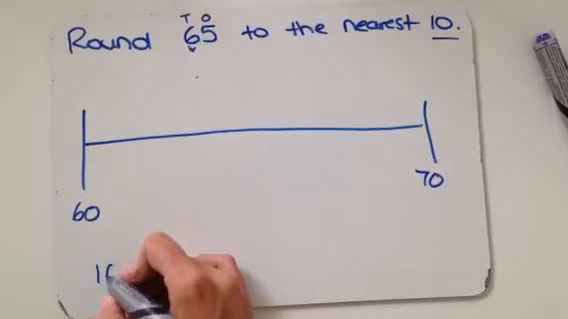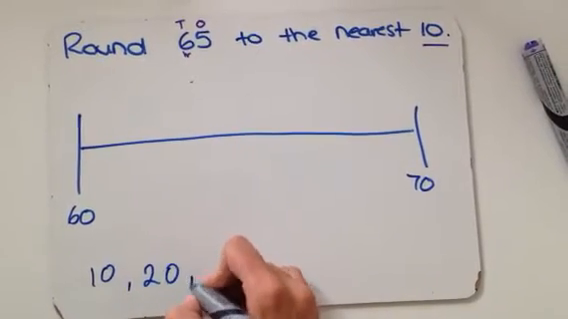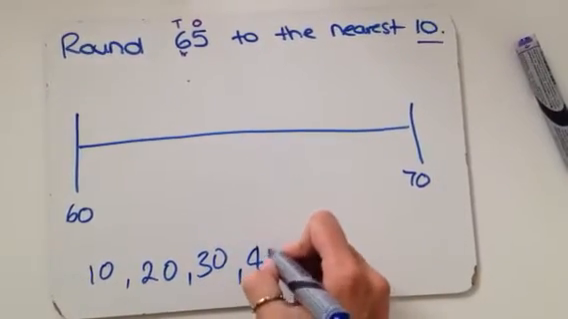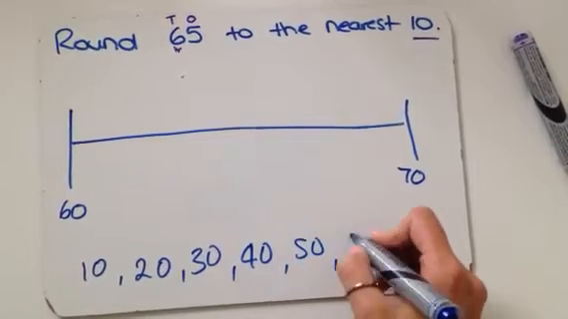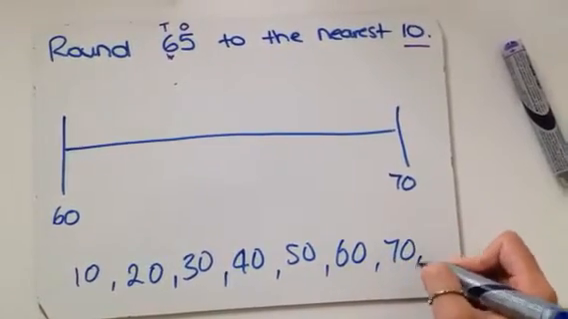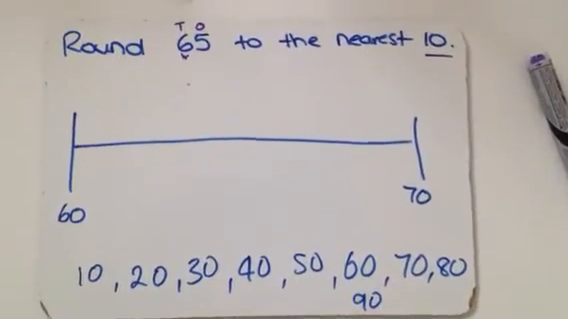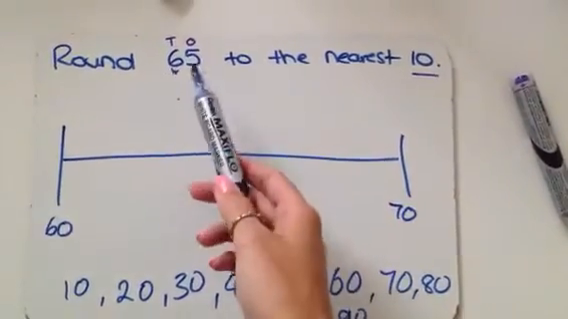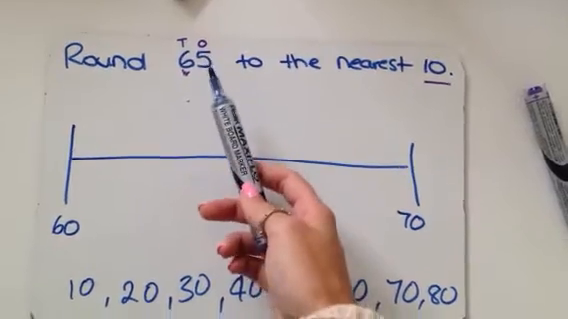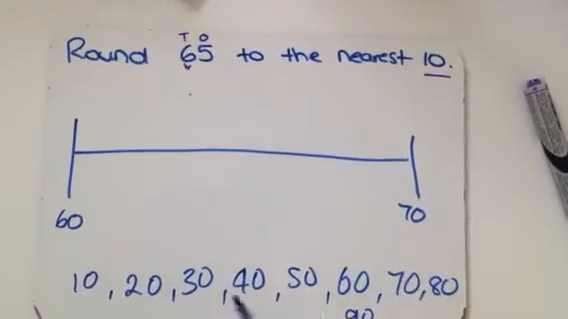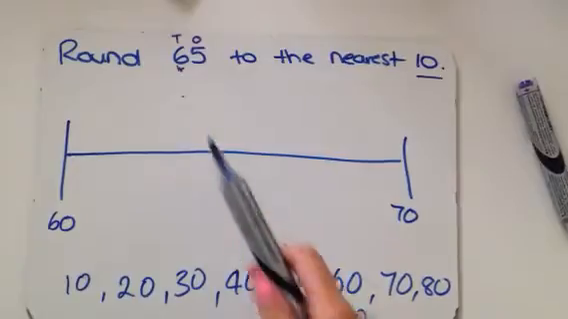Intervals of 10 are 10, 20, 30, 40, 50, 60, 70, 80, 90. Those are my intervals of 10. So essentially what we are trying to do is take this number, 65, to the closest 10 or interval or multiple of 10 that is to it.